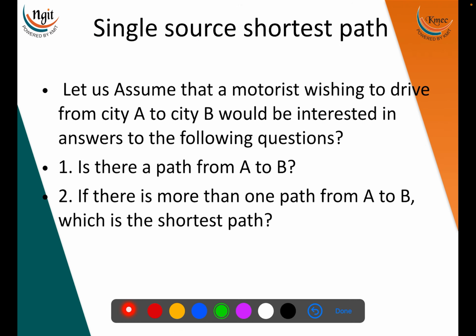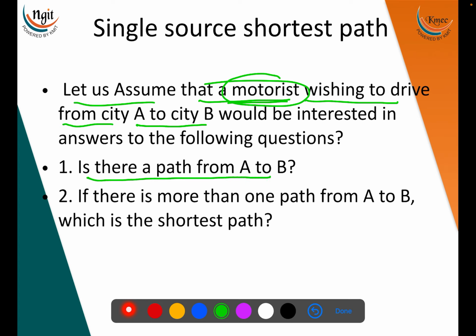Let us assume that a motorist wishes to drive from city A to city B. A very common question this motorist will have is, is there a path from A to B? If there is more than one path from A to B, which is the shortest path? So we are going to handle these two problems.